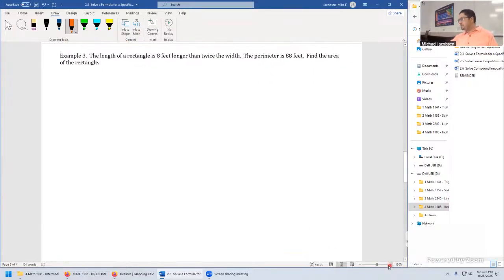Let me zoom in a bit on this. Now we're dealing with a rectangle. The length is 8 feet longer than twice the width. So it looks like it's a really long rectangle, not terribly tall.